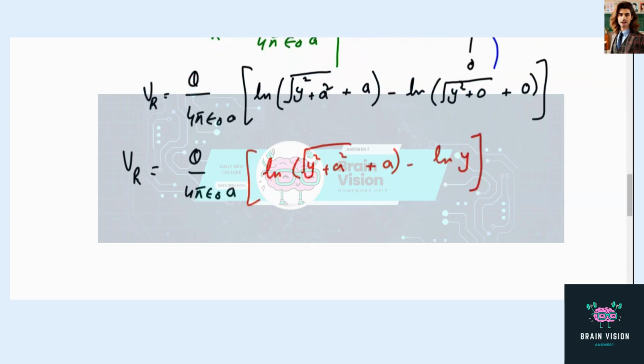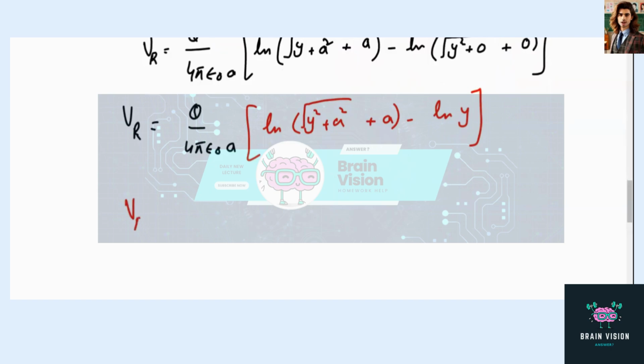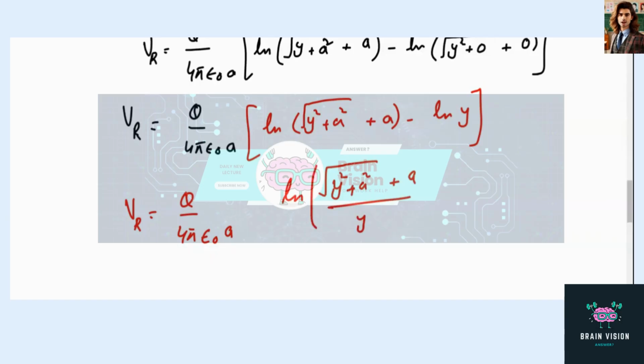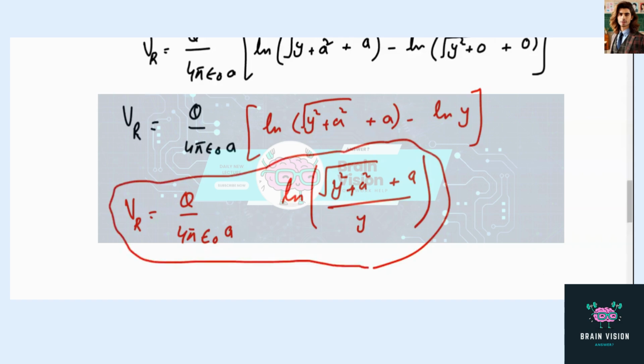Now we can write this as VR, that is electric potential at point R, is equal to Q divided by 4 pi epsilon naught A, and by using the formulas for logarithm we can write this as ln of square root of y square plus a square plus a, divided by y. So this is the relation for electric potential at point R due to this rod.